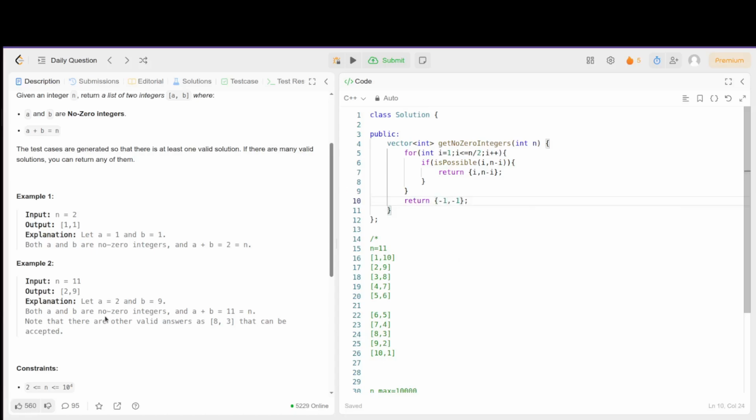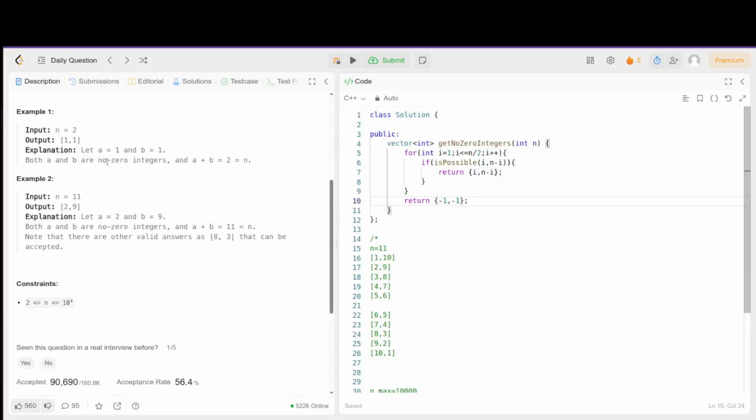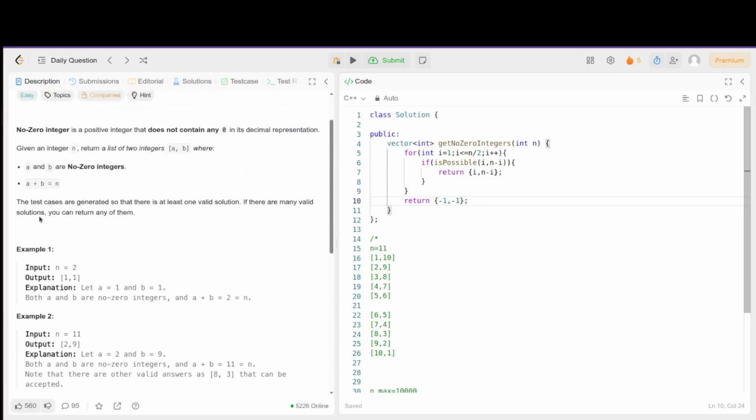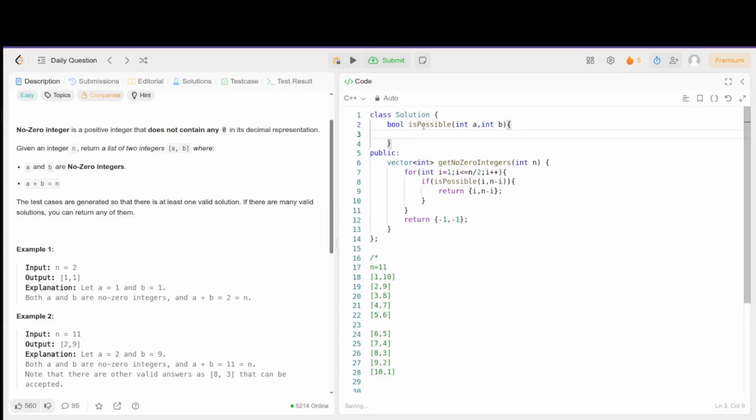Although they said that it is always possible: the test cases are generated so that there is at least one valid solution. There can be many valid solutions as well, so we have to return any one of them. And now we start building the function for checking each possibility. We simply check whether these two numbers, let's say int a and int b, contain a 0 in the decimal representation.